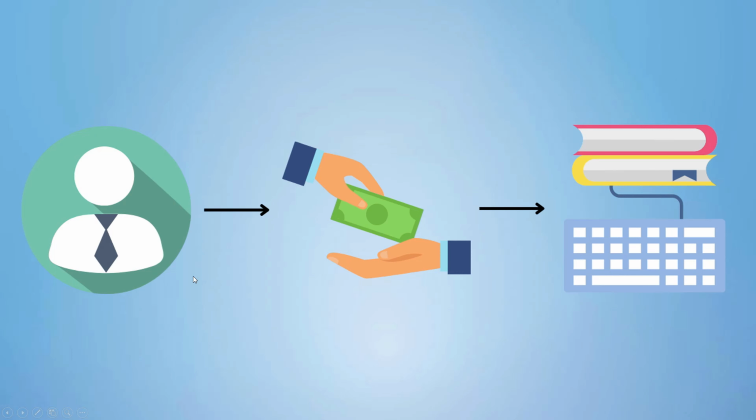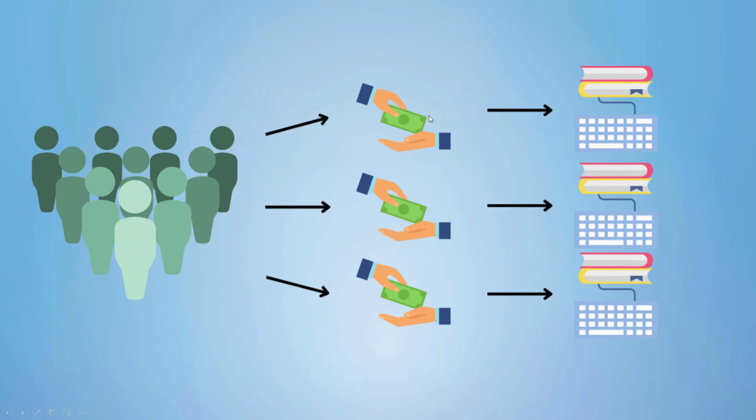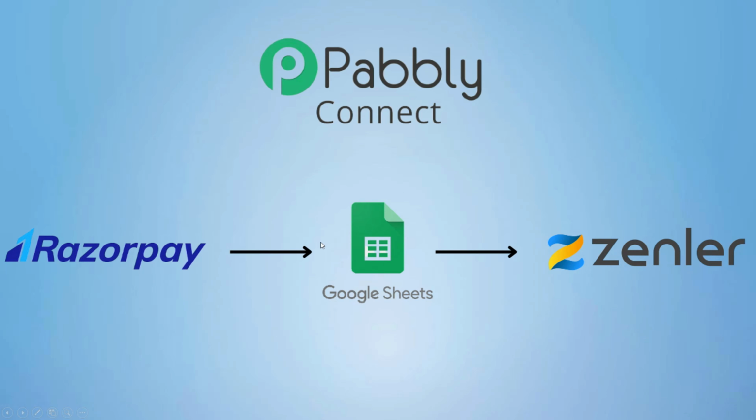But what if a group of people purchased your course? You can manually grant them access to your course, but this will take a lot of time. So to make it fast and easy, I'm going to show you an automation on how to instantly assign a course to a person in Zenler who bought your course on Razorpay. We may also use Google Sheets to capture their information. So without further ado, let's get started.